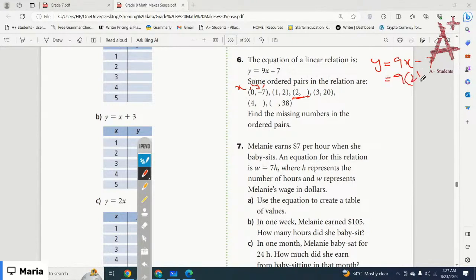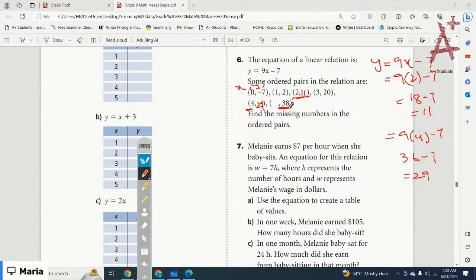So it would be 9 times 2 minus 7. 9 times 2 is 18. 18 minus 7 is 11. That means for this one, the missing value is 11. Again, you are given the x value. Just replace x by 4. 9 times 4 minus 7. 9 times 4 is 36. And 36 minus 7 is 29. So it would be 29.